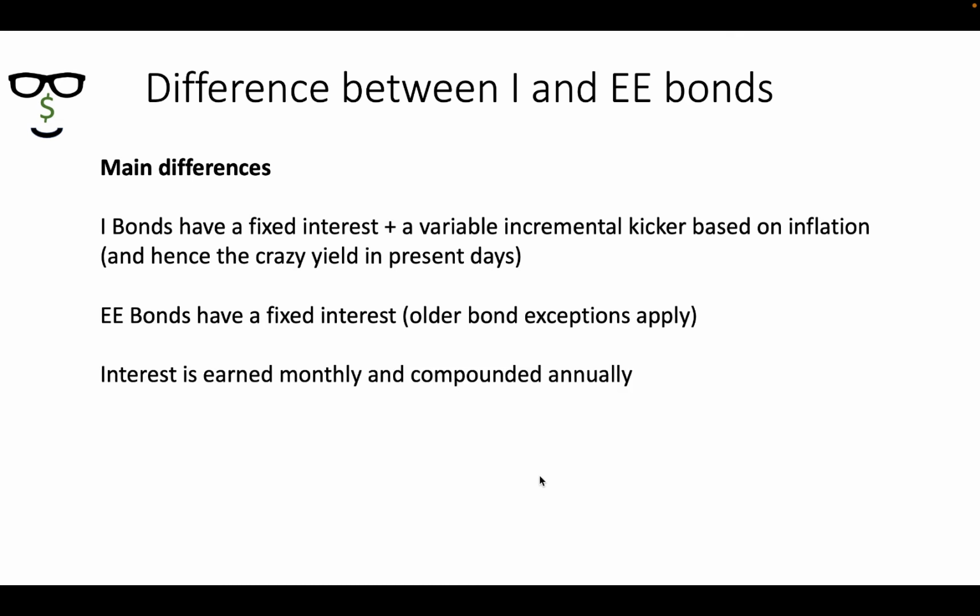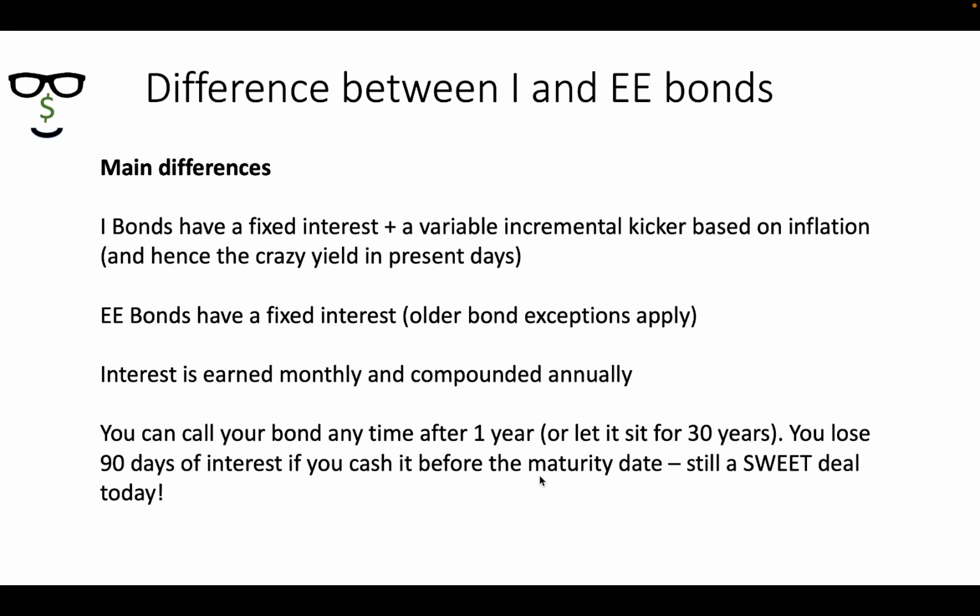Interest is earned monthly, but the compounding only happens at the end of the year. And you can decide at any point, hey, you know what? I don't want to do this anymore. I want my principal back. And as I mentioned earlier, you will lose 90 days of interest if you cash it before the maturity date, but at 9.62% a year, it still is one heck of a deal. Go I bonds in September 2022. One caveat, both of these bonds have a maximum of $10,000 per year per person.